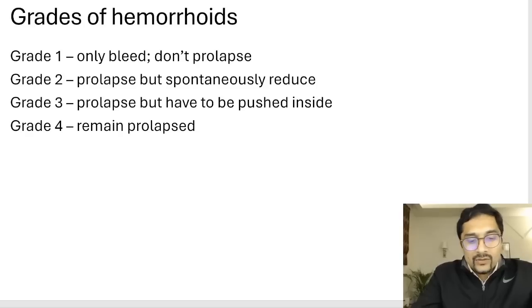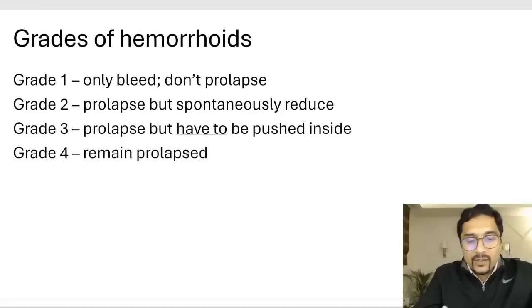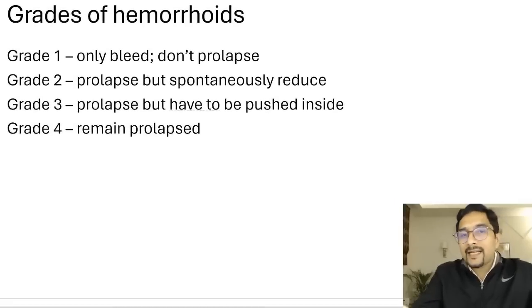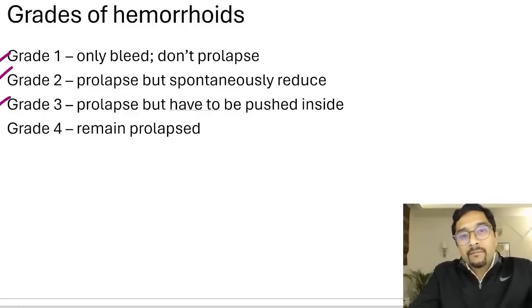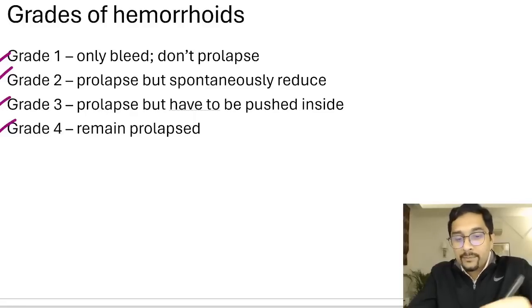And you need to know the 4 grades of hemorrhoids. They've been asked many times in the exam. Grade 1 are only which bleed, they don't prolapse. Grade 2 are the ones which prolapse out, means they will come out but they will spontaneously go back inside. Grade 3 are which prolapse but need to be pushed inside, and grade 4 is which remain prolapsed.